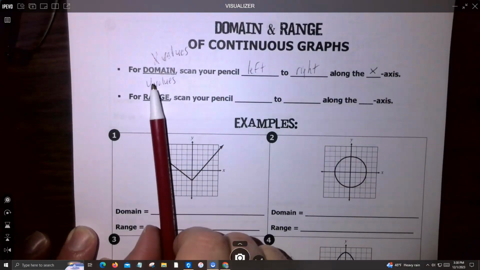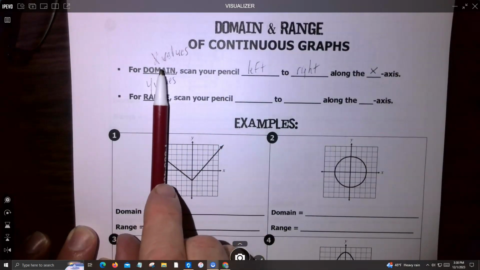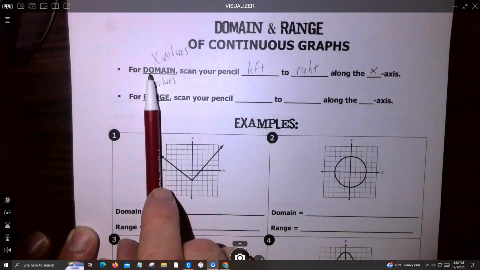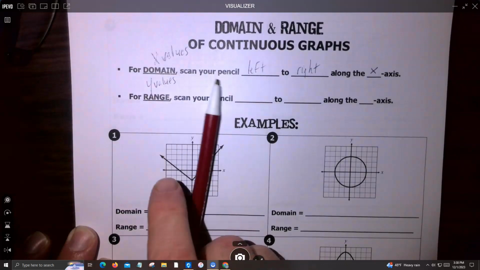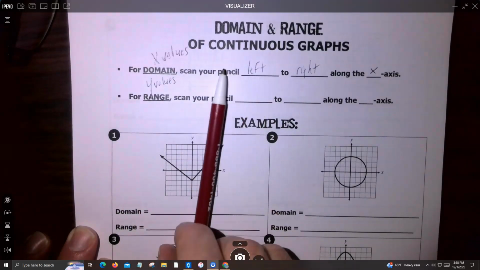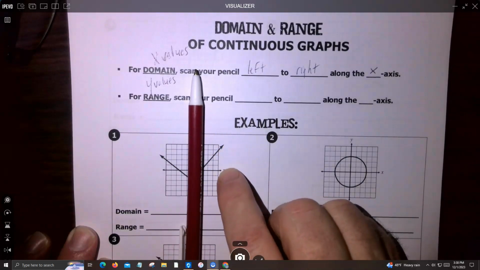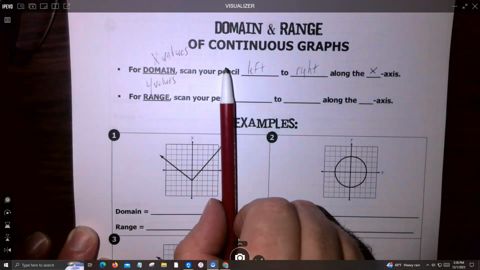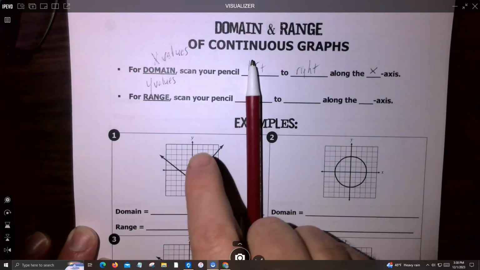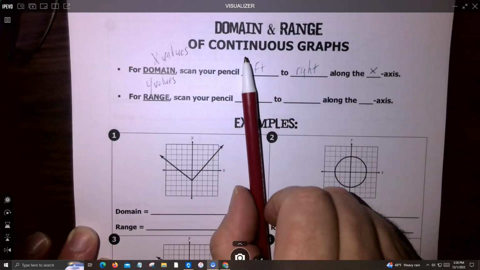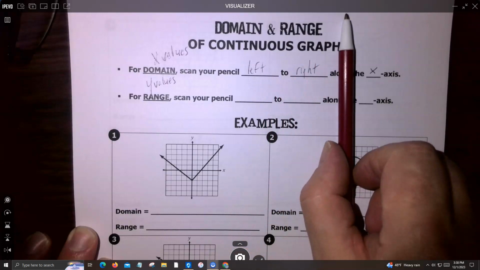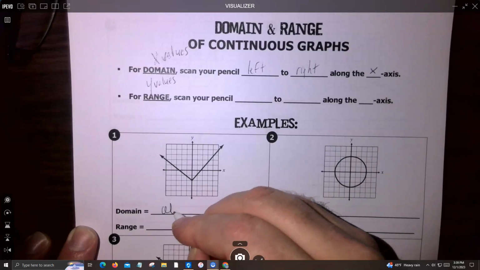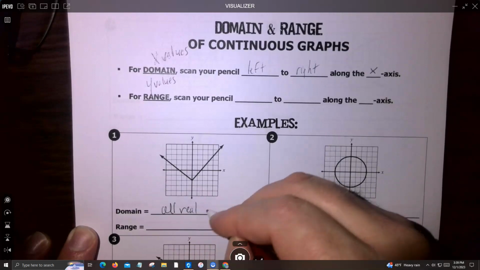Okay, so basically we're doing this kind of idea. So left to right, and as long as you see a graph hitting your pen, that means it has an x value. Now keep in mind the arrow points that are here and here mean that x keeps on going and the graph keeps on going. Therefore, as I'm doing my x's, you can imagine this line keeps hitting my pen, and so on this way. So the domain is all real numbers.